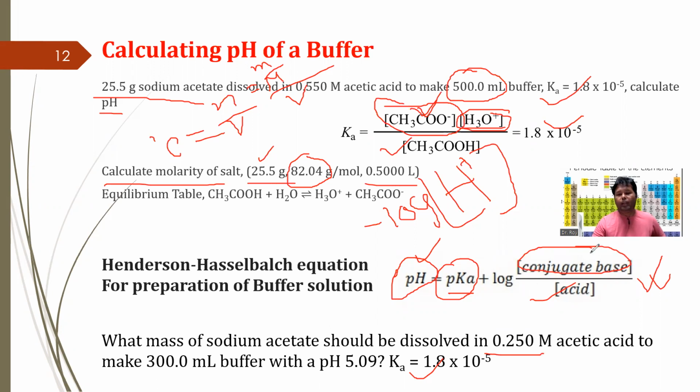So first you have to find out the concentration of the conjugate base, that means sodium acetate, and then you have to go back to the mass using this formula. First you have to find out the number of moles, and then you can use the mass equal to n times M. So mass equals n into M. That will be the formula. You can easily calculate.